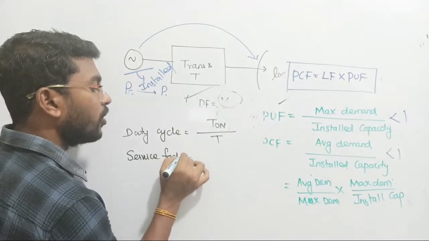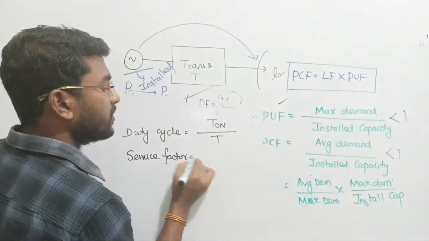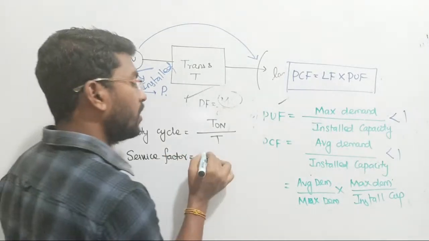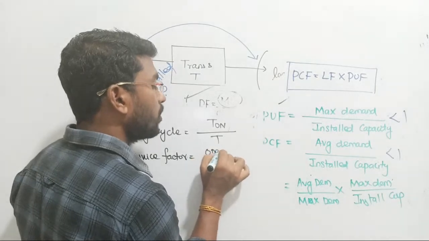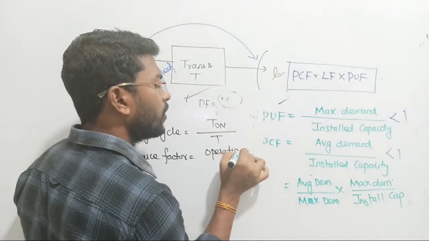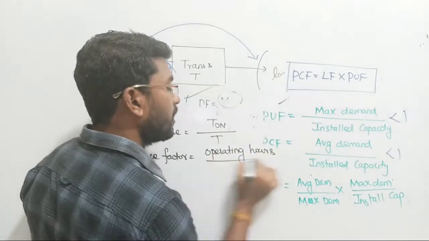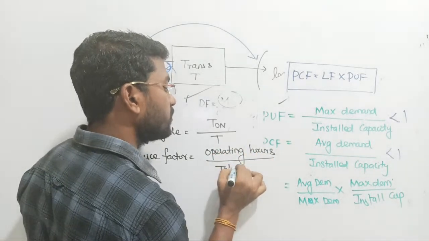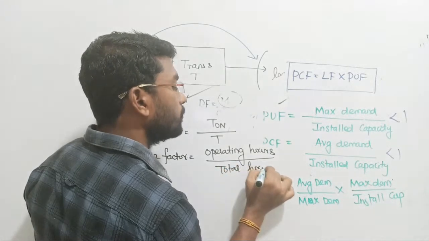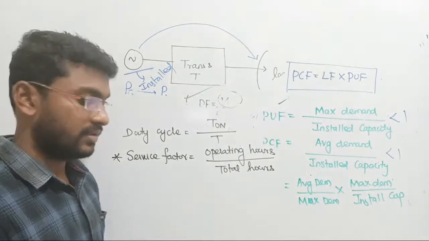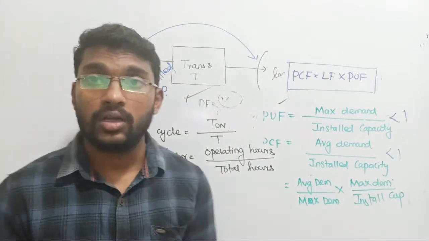Service cycle, right? In how many hours are our alternators in service? That is going to be the operating hours, right? Operating hours divided by total hours. Operating hours, the on time, right? That is how we calculate the value of the service factor. Simple term, huh? So the next term we are going to talk about is reserve capacity.